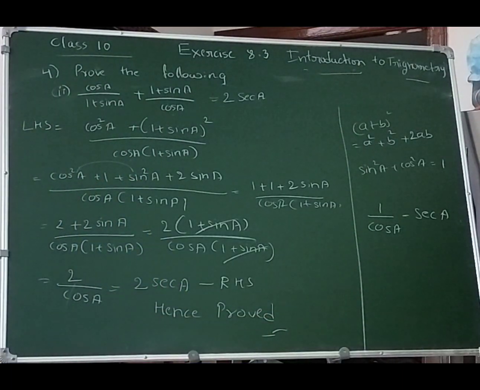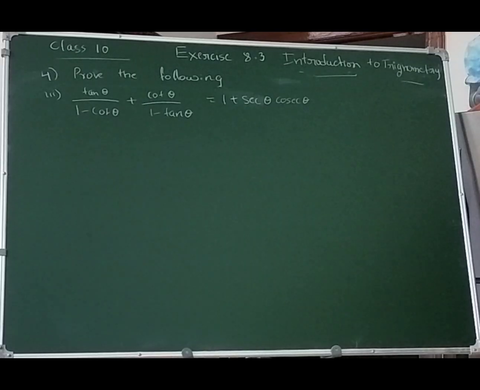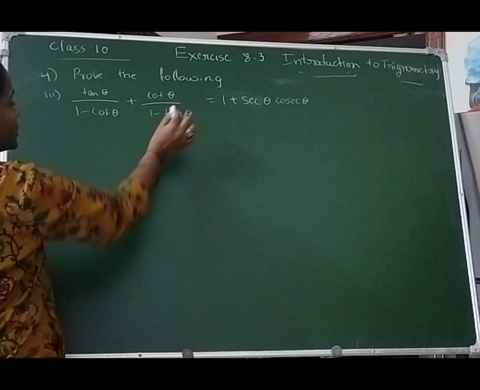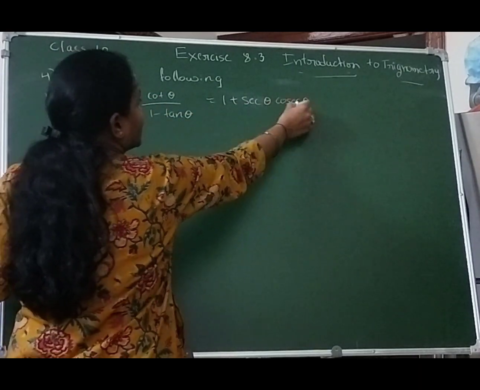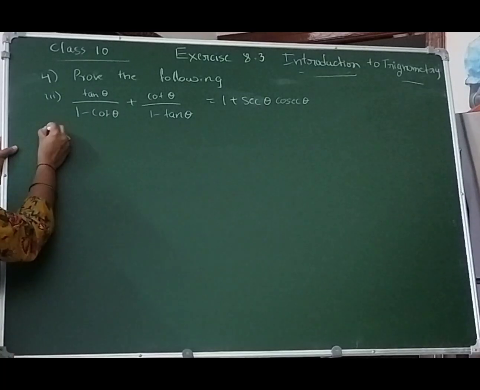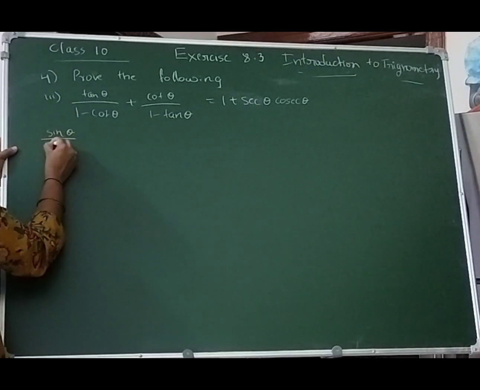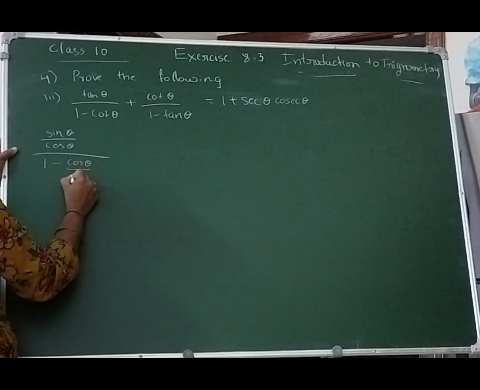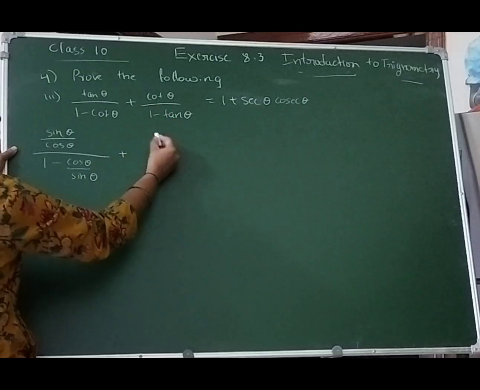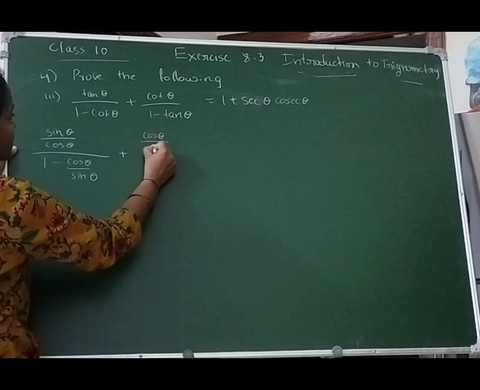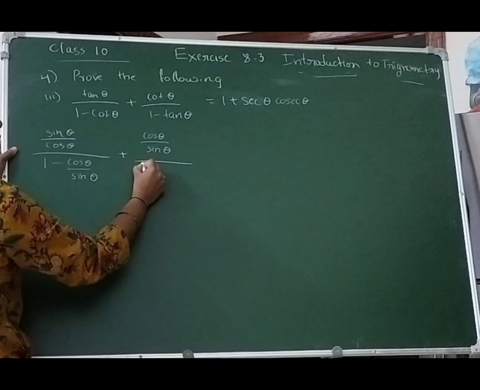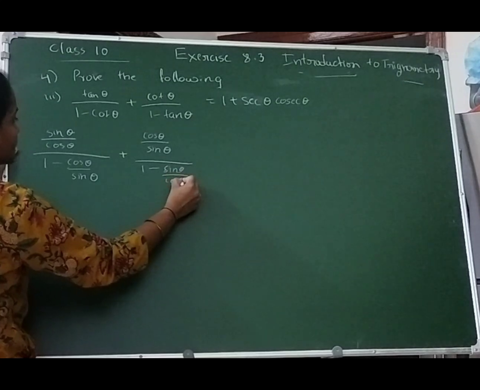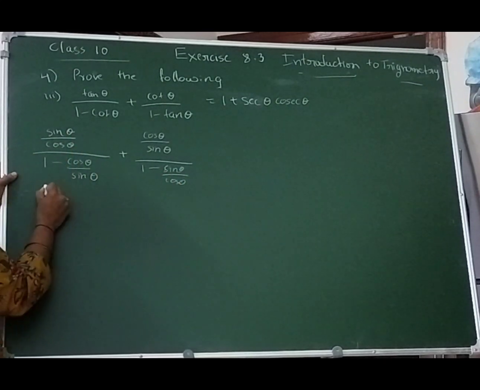So next, we'll go for the next question, that is question number 3 in the fourth main. That is tan θ divided by (1 − cot θ) plus cot θ divided by (1 − tan θ) is equal to 1 + sec θ cosec θ. So in LHS, we write the simplified version. Tan θ is sin θ by cos θ and cot θ is cos θ by sin θ. So plus cot θ is cos θ by sin θ whole divided by 1 − sin θ by cos θ, right? So the numerator will keep as it is and we'll take the LCM in the denominator.